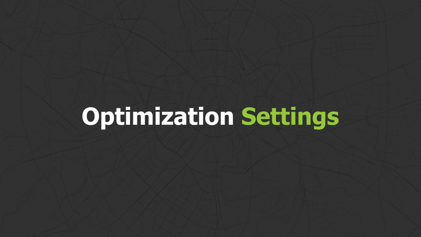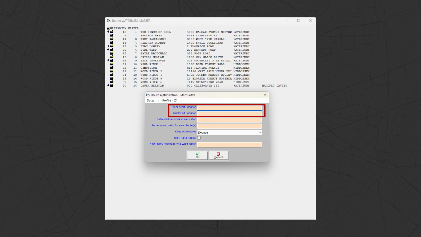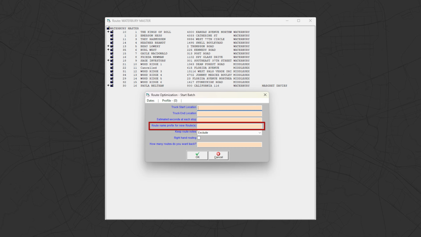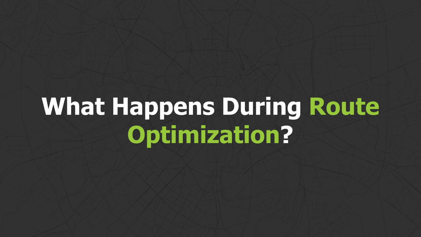2. Optimization settings. Select your start and end locations. Set the estimated stop time. This is typically around 60 seconds per stop. Add a route name prefix and choose the routing side. Here's what happens during the optimization process.